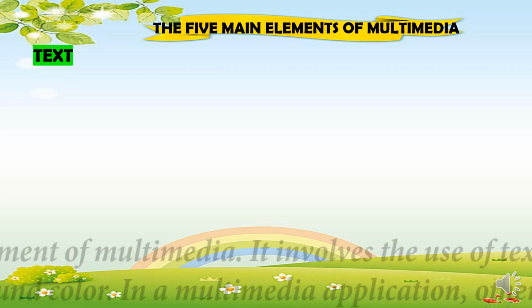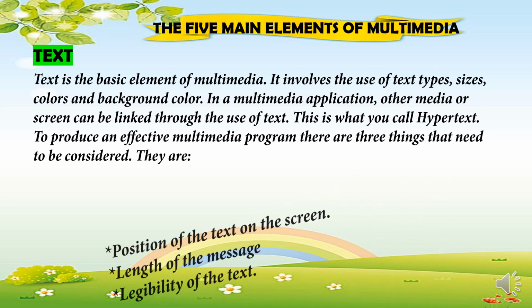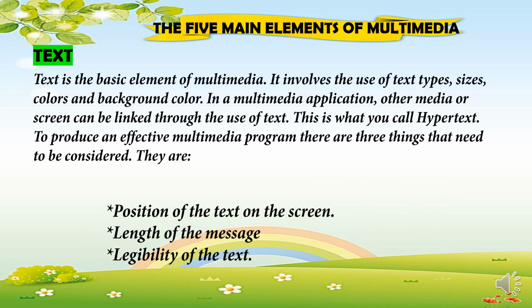First, we have the text. Text is a basic element of multimedia. It involves the use of text types, sizes, colors, and background color. In a multimedia application, other media or screen can be linked through the use of text. This is what you call hypertext. To produce an effective multimedia program, there are 3 things that need to be considered. First, position of the text on the screen. Second, the length of the message. And the third one, the legibility of the text.